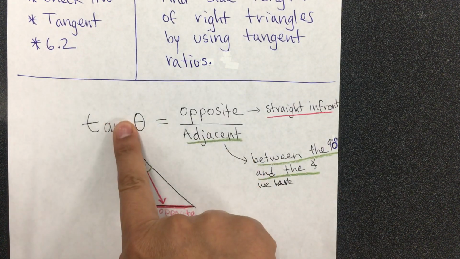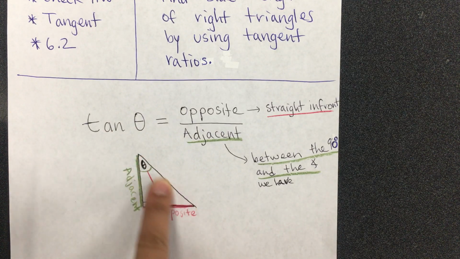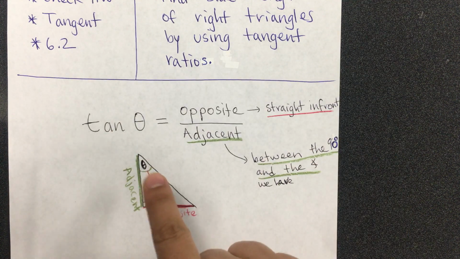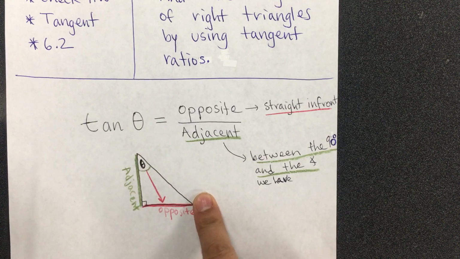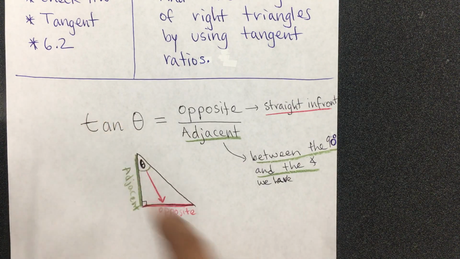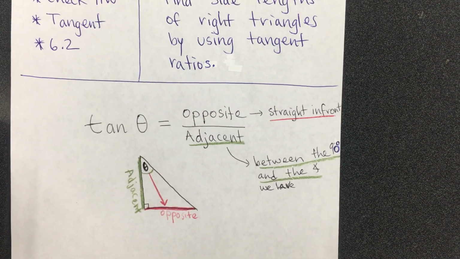So for tangent, if there is no information at all, even if it's a variable or a number given to you, on the hypotenuse, then that's when we're going to be using tangent, okay?